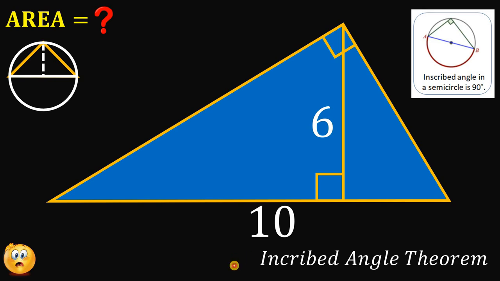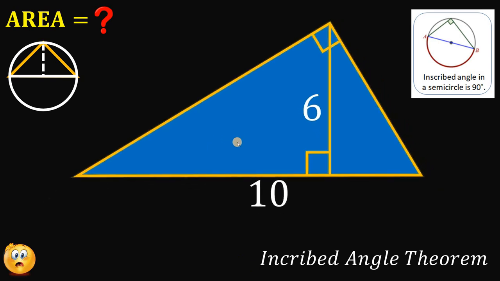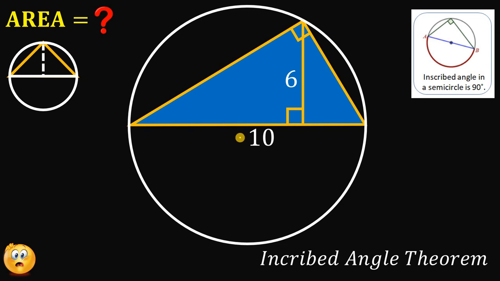So why is this concept very important in this kind of question? So we have inscribed angle theorem for circle, but we have a right triangle. Now what we're going to do is to put this right triangle inside the circle, like this. Now we can say that the diameter of this circle must be the hypotenuse of this right triangle, which is equivalent to 10 units. And the maximum height of this right triangle must be half of the diameter of the circle, which is equal to 5 units.